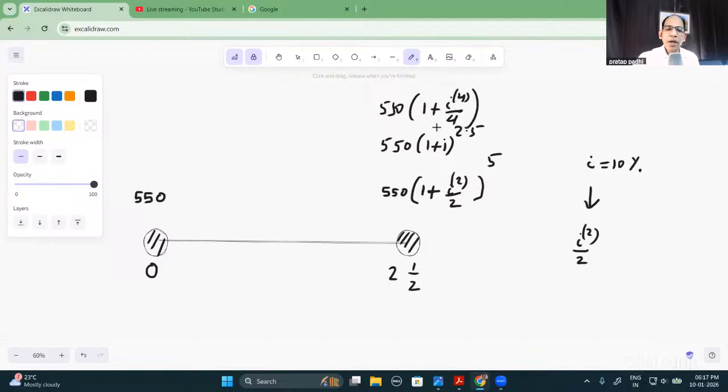How many quarters are here? In 2.5 years, how many quarters are here? Of course, there are 10 quarters. So you have to write 10.